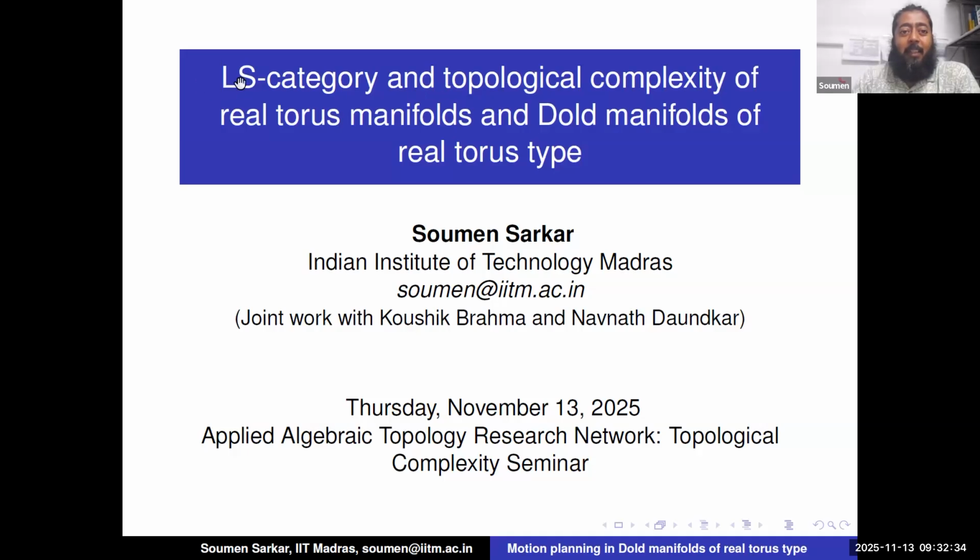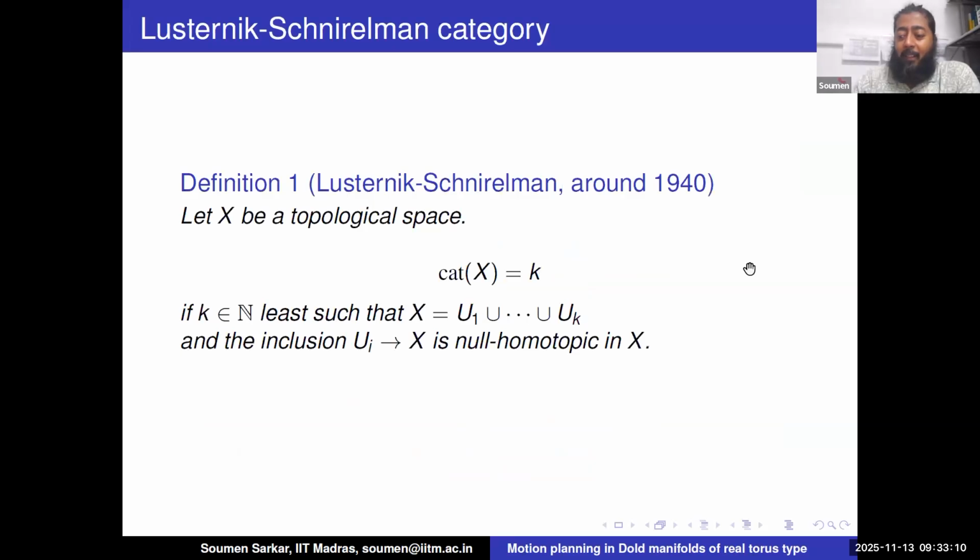The concept of LS category and topological complexity is well known to us. However, I chose this topic to advertise many new topological spaces. Since we are algebraic topologists, we are happy to explore many properties of new topological spaces. This is a joint work with my student Koushik Brahma and Navnath.